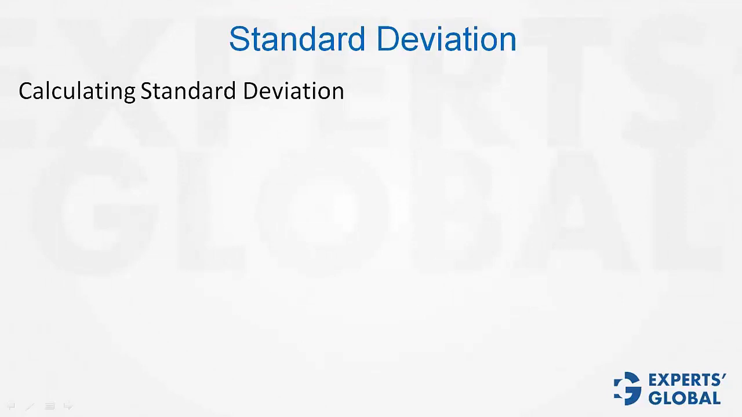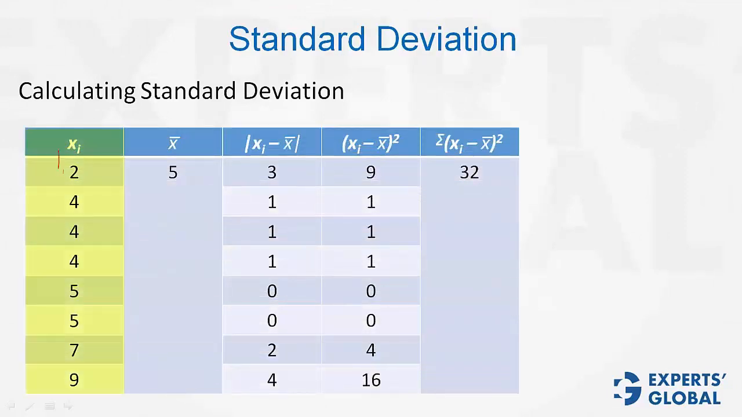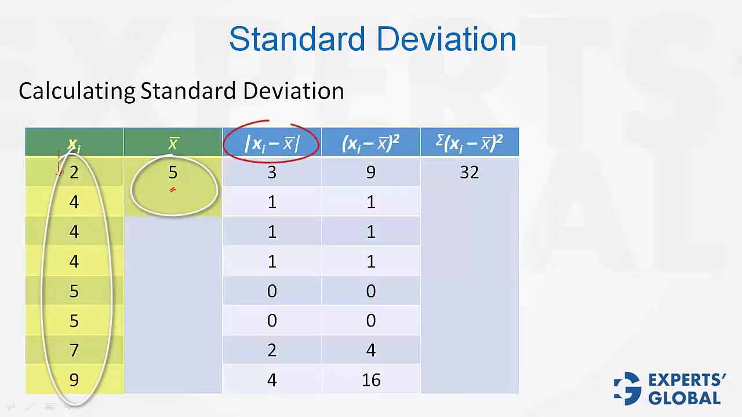We go about plotting these values. See, the first column represents the 8 values as they are. The second column represents the arithmetic mean of these 8 values, which is 5. And then the difference between the respective value and the arithmetic mean. The sign doesn't matter. It's about the deviation. Whether it's less or more, it doesn't matter. That's why the mod sign. Therefore, 2 minus 5 equals 3. 4 minus 5 equals 1.